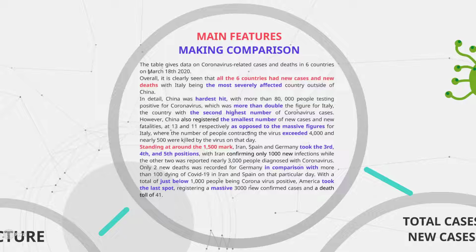In detail, China was hardest hit, with more than 80,000 people testing positive for coronavirus, which was more than double the figure for Italy, the country with the second highest number of coronavirus cases. However, China also registered the smallest number of new cases and new fatalities, at 13 and 11 respectively, as opposed to the massive figures for Italy, where the number of people contracting the virus exceeded 4,000 and nearly 500 were killed by the virus on that day.